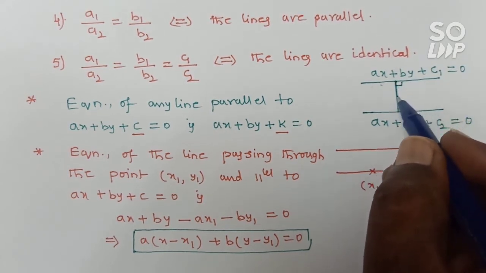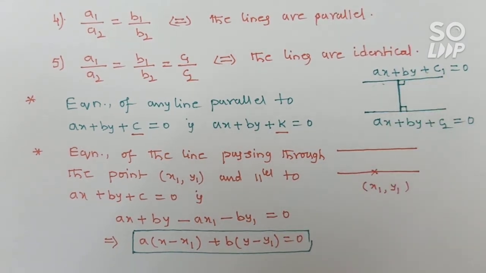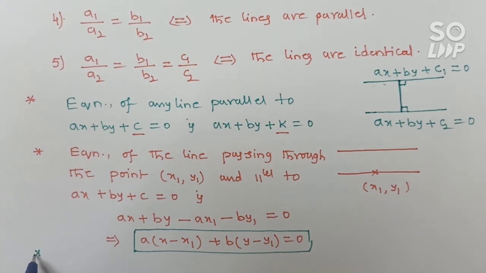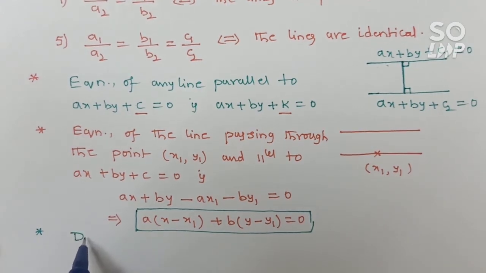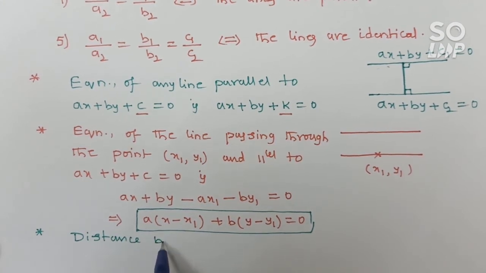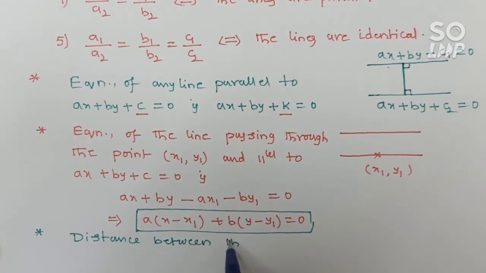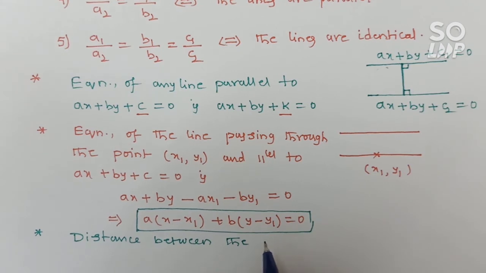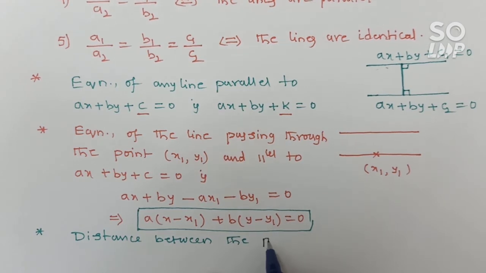So this length is that distance between the parallel lines. So what is that formula to find the distance between the parallel lines? Now you see that next point, distance between the parallel lines. Everyone remembers parallel lines means only in the given equations the constant will differ.